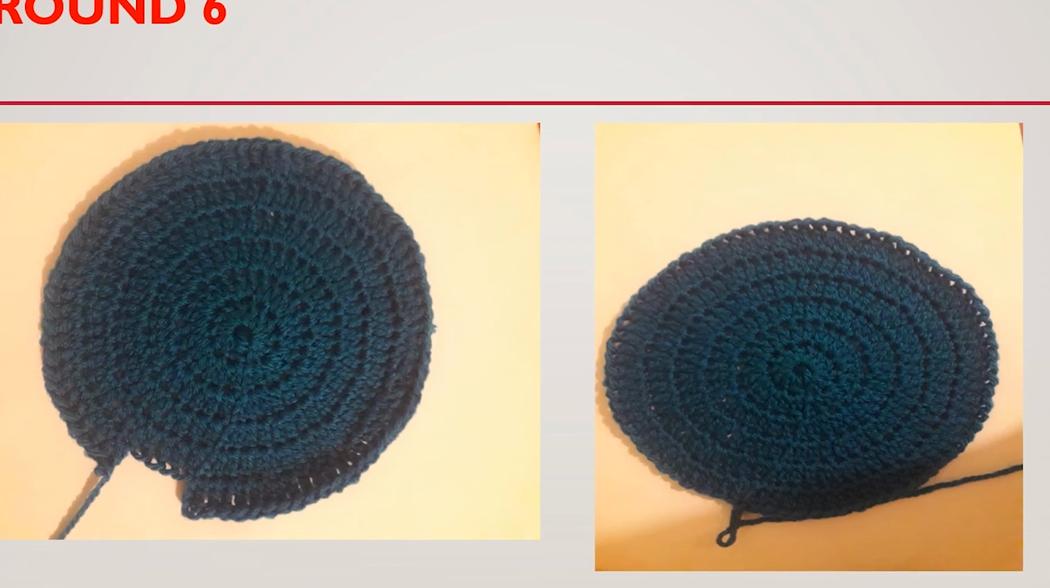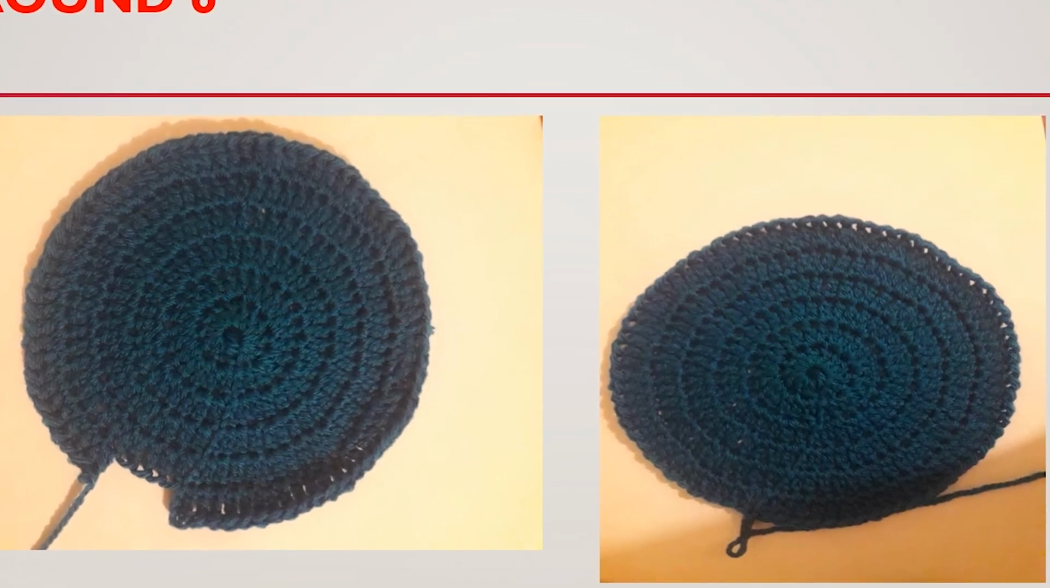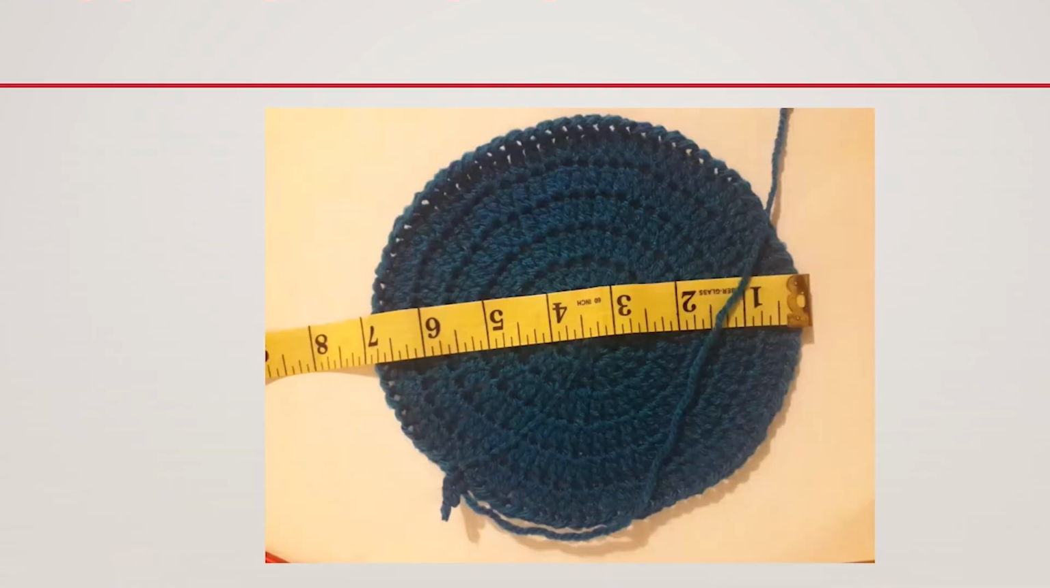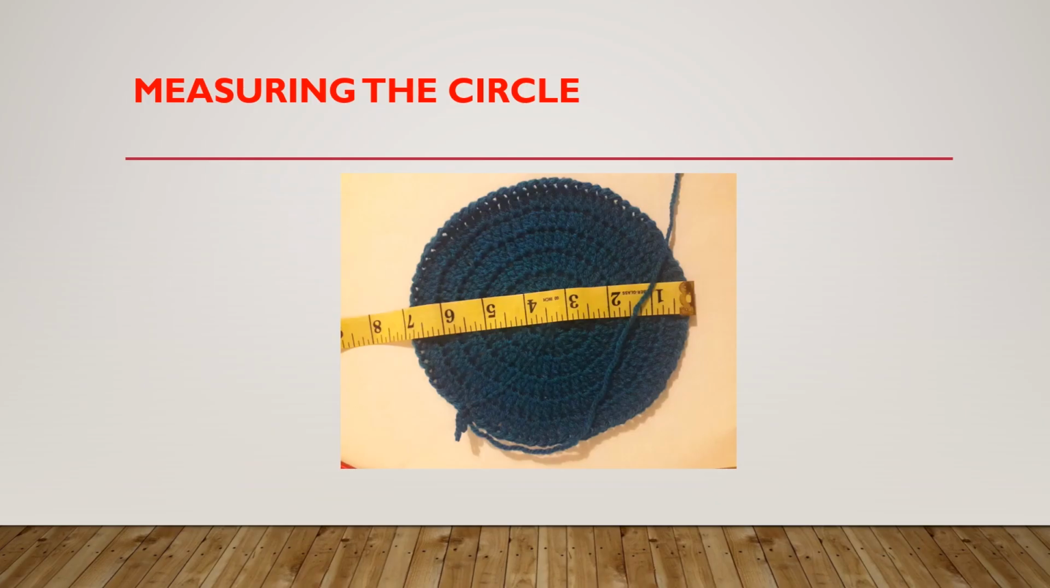And by now our circle has grown substantially large. So let's measure our circle. Now remember, when we did our calculation, we found out that we need to have a diameter of 7 inches. So we need to measure through the center of the circle from one end to the other to make sure that we have 7 inches. And as you can see, our circle has a diameter of 7 inches.